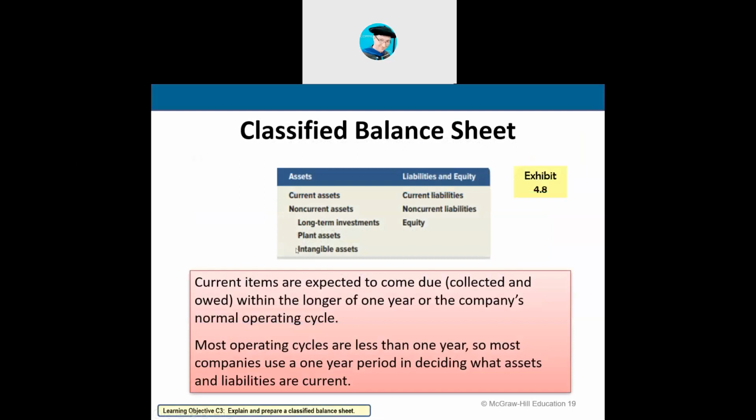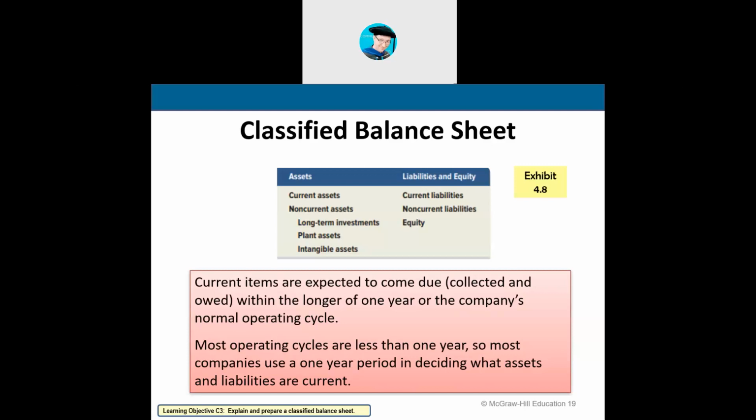Okay, so the post-closing balance sheet. The balance sheet, as you recall, represents assets, liabilities, and equity. Assets equals liabilities plus equity is the accounting equation. Asset accounts, liability accounts, and equity accounts are represented on the balance sheet. There are two categories of asset accounts: current assets and long-term assets, also known as non-current. Non-current is the same as saying long-term.